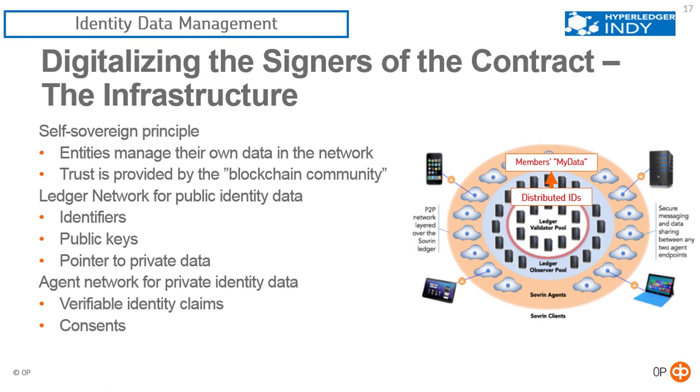So we have this ledger network, which is kind of a Bitcoin network, kind of broad consensus thing, where you manage the identifiers, public keys, and pointers to the private data of the identities. So there's nothing private in this ledger. All the private data is in these agents, which are linked to these identifiers in the ledger pool. The agents, they basically can provide what's called verifiable identity claims. What those are, I will tell you next. And it also controls who can see the things that you disclose about yourself. So we're talking about consent management.